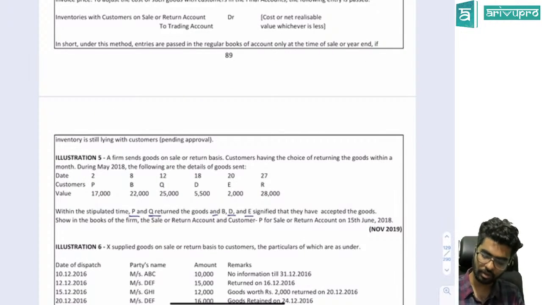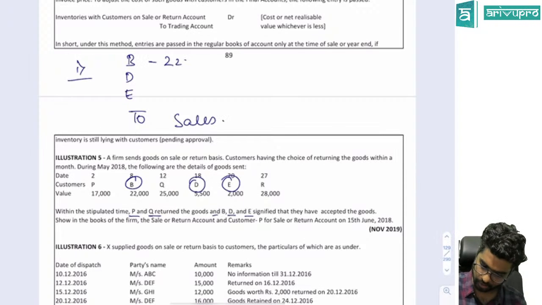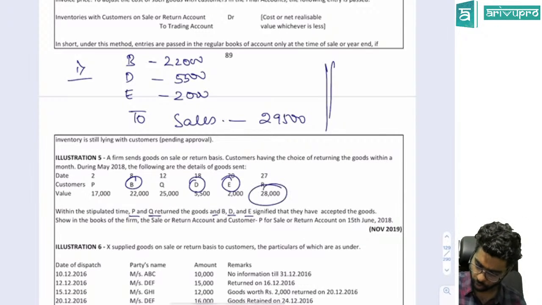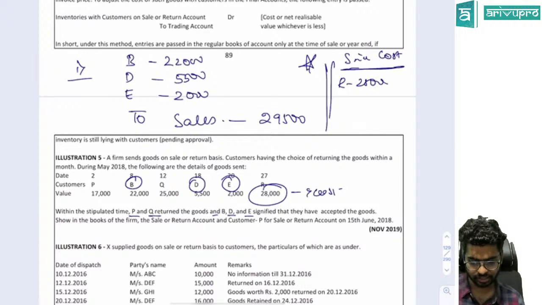Now, first entry is for sale. Who are the sale guys? B, D and E. B account, D account, E account, to sales account. B is 22,000. D is 5,500. Right? I should have known this at cost price. I'll write an assumption: since cost price is not known, assumed that R's 28,000 is the cost price.